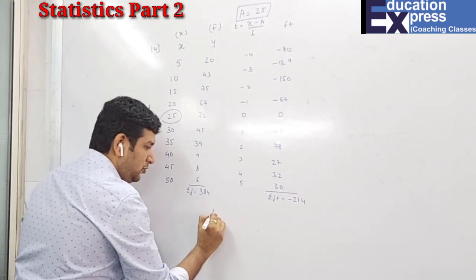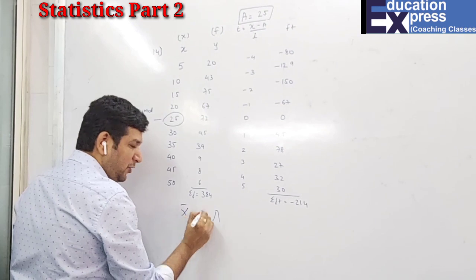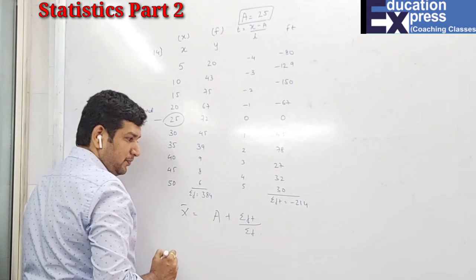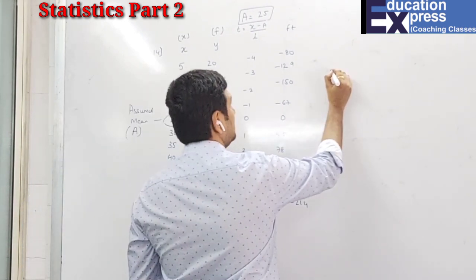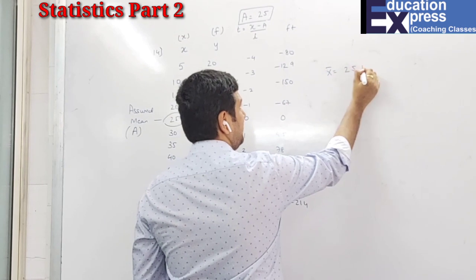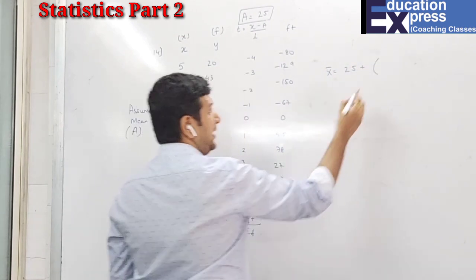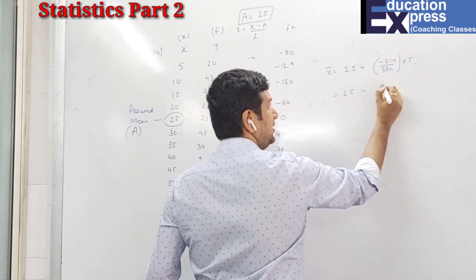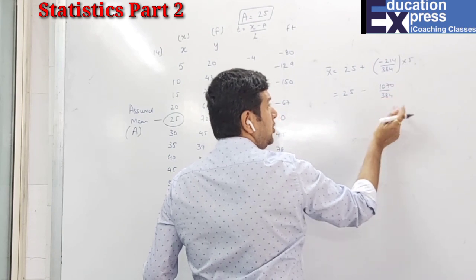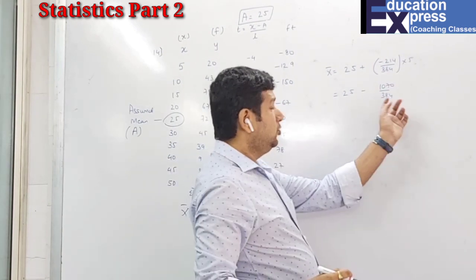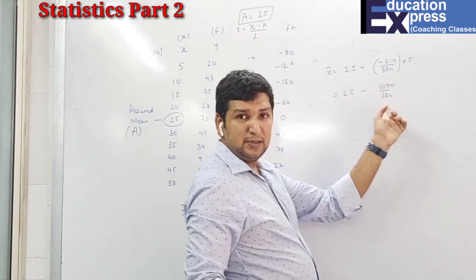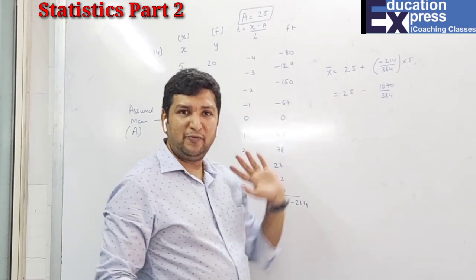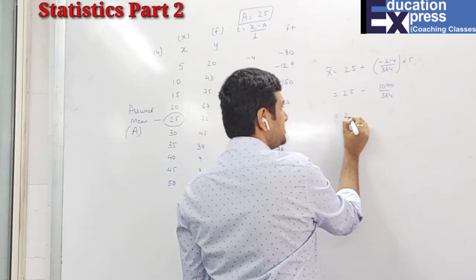So now to find your x bar by the step deviation method, the formula is assumed mean plus sigma ft upon sigma f. So now tell me your x bar is assumed mean 25, then this is minus 214, 25 plus into minus 1070 upon 384. Students, obviously here you don't have to take LCM. First just divide these two numbers, and after dividing you have to find 3 decimals, round off to 2 decimals, and then subtract from 25.